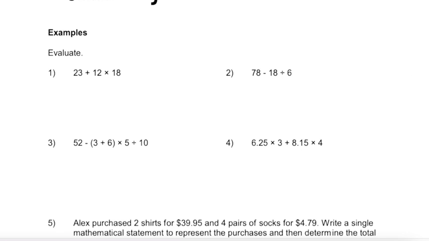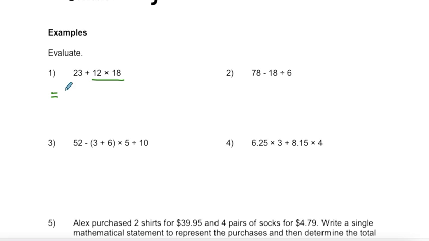Example number 1, 23 plus 12 times 18. So according to BEDMAS, we have to do our multiplication first. So we must do the 12 times 18 before we add anything to the 23.